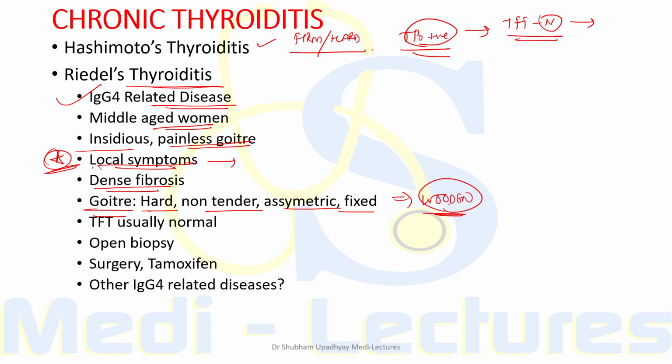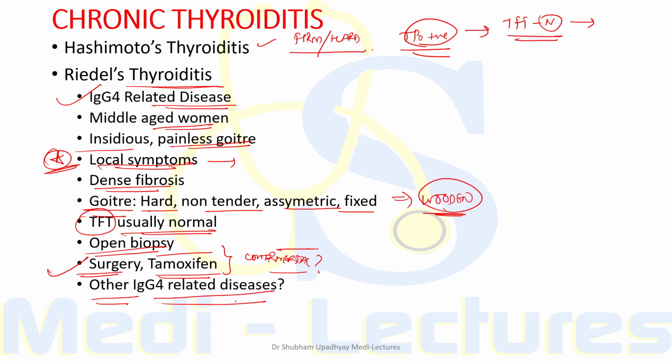After all this fibrosis, thyroid function test is usually normal. Diagnosis requires open biopsy as FNAC is inadequate. For treatment, we go for surgery for the relief of compression of esophagus, trachea, neck veins as we have discussed. And tamoxifen also has a role in this condition, but it is controversial. How much beneficial is tamoxifen? We do not have much of the studies. Now, it is also associated with other IgG4 related diseases like retroperitoneal fibrosis, mediastinal fibrosis, primary sclerosing cholangitis, autoimmune pancreatitis, etc.